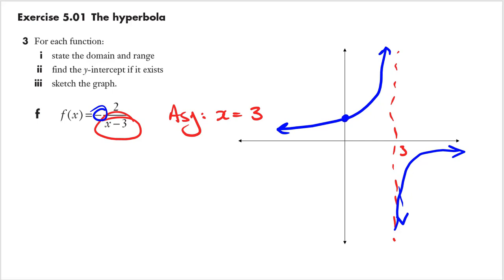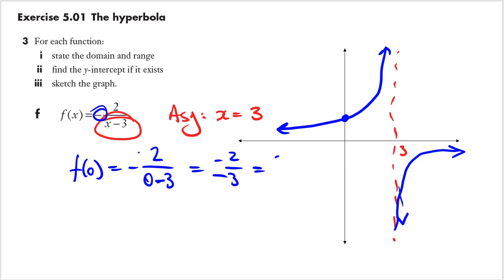There's a y-intercept here. That y-intercept will be where, what value, well, if we let x equal 0, so if we substitute 0 into there, we get minus 2 over 0 minus 3, and that'll give us minus 2 over minus 3, which is positive 2/3. And the graph there again, y-intercept and the asymptote.